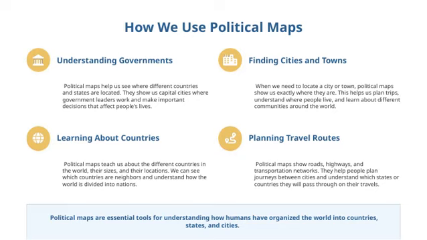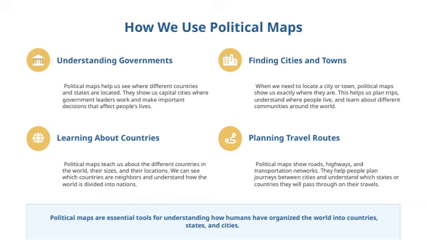Now, let's talk about how we use political maps in everyday life. First, political maps help us understand governments by showing us where different countries and states are located. They also mark the capital cities, which are important because that's where government leaders work and make decisions that impact our lives. Next, these maps are really useful for finding cities and towns. Whether we're planning a trip or just curious about where people live, political maps give us a clear picture of exactly where these places are. This makes it easier to plan travel and learn about different communities around the world.